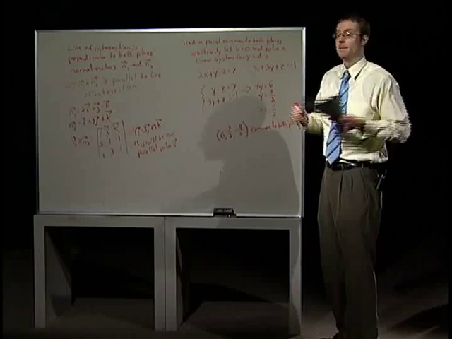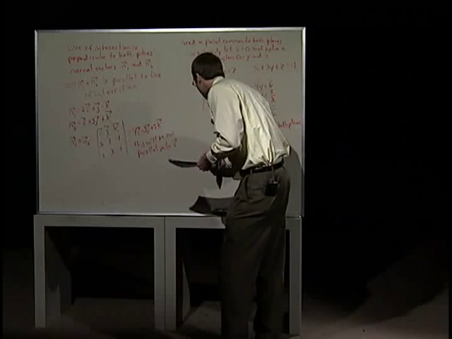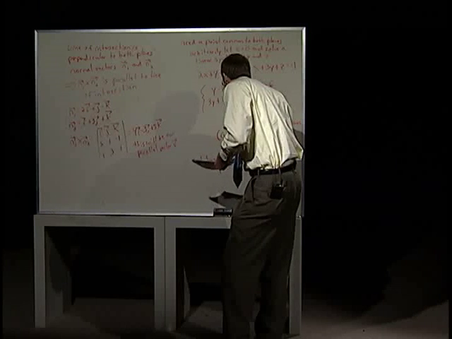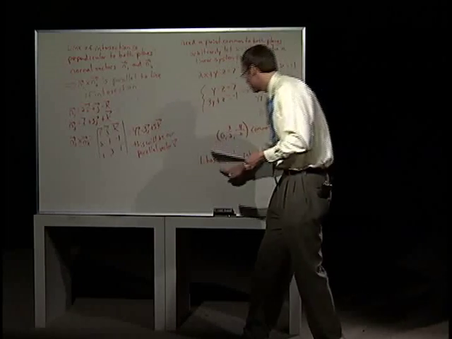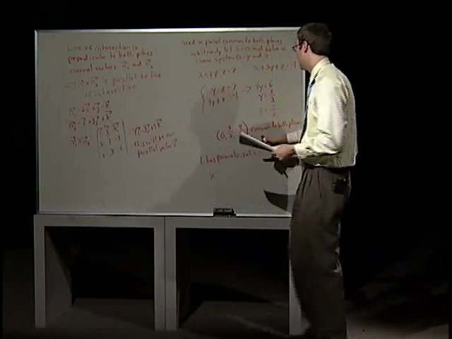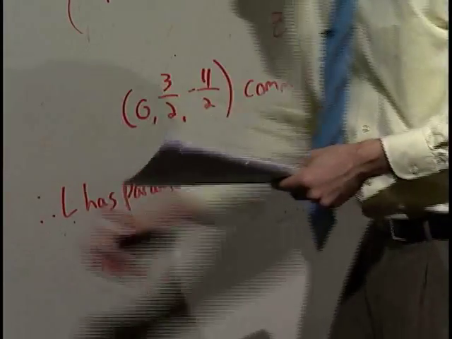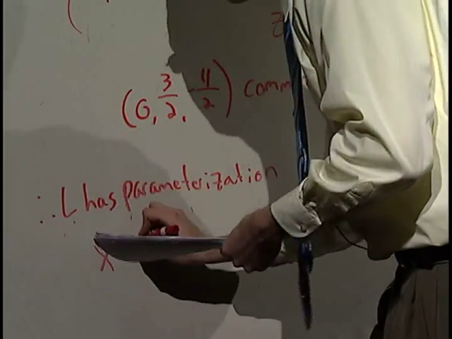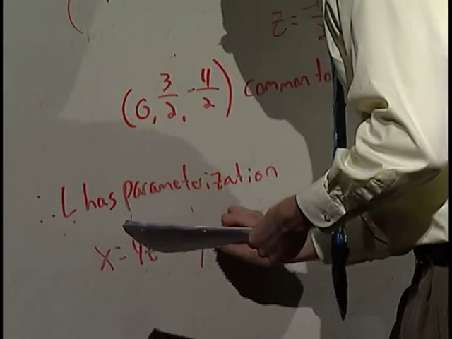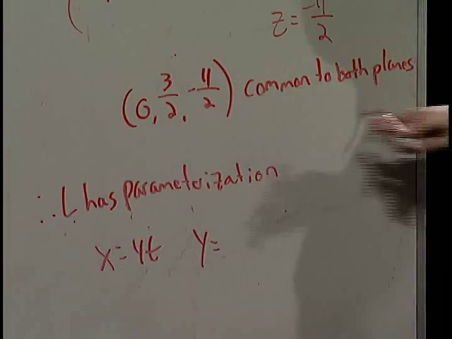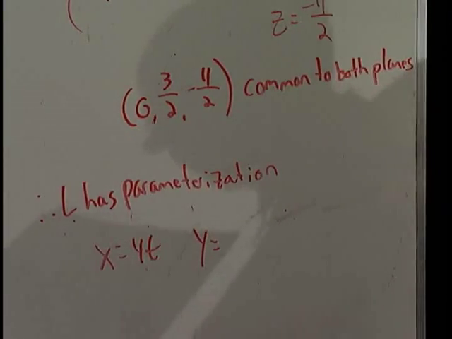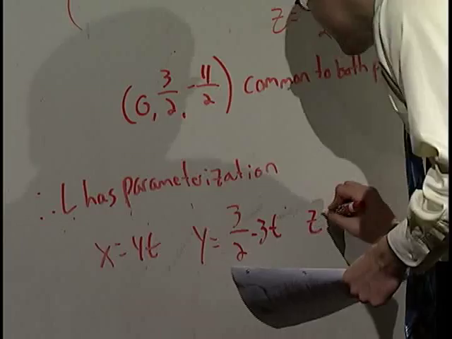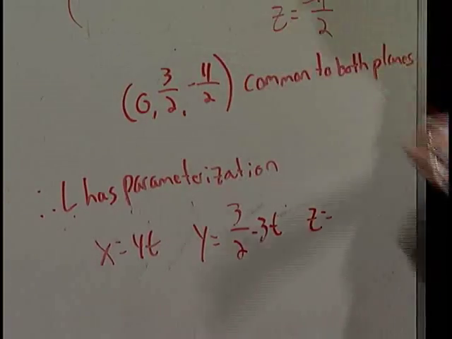So now, I'm essentially done because now I can parameterize the line. L has parameterization. Remember how the equations of a line worked? It was always x naught plus tv. So this is 0 plus 4t, x equals 4t. y is equal to 3/2 minus 3t. That's right. And then z is equal to negative 11/2 plus 5t.